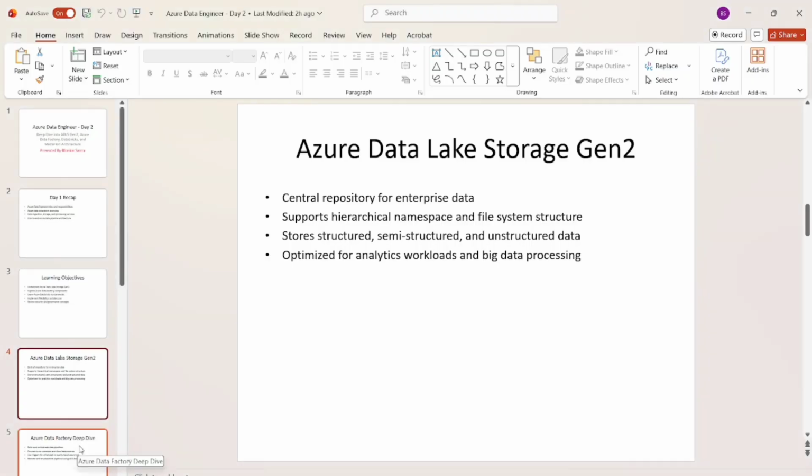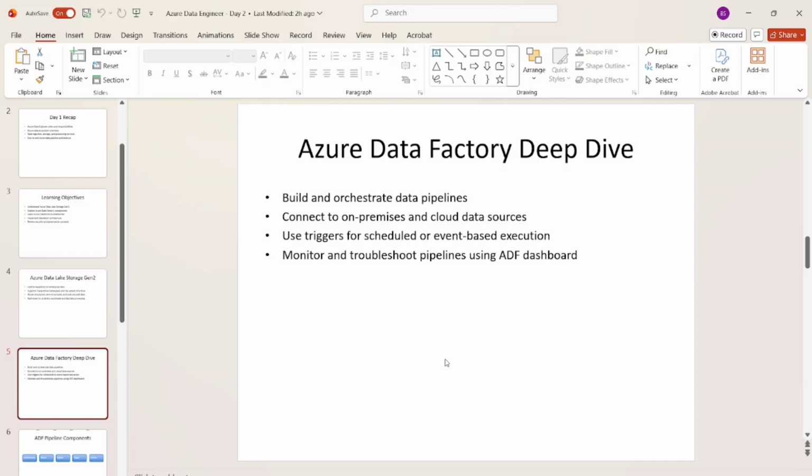So next is Azure Data Factory deep dive. So build and orchestrate data pipelines, connect to on-premises and cloud data sources, use triggers for schedule or event-based executions, monitor and troubleshoot pipelines using the ADF dashboard. Okay, so guys, Azure Data Factory is a cloud-based data integration and orchestration service. Okay, just remember this point. This is very important. Okay, what is ADF? ADF is a cloud-based data integration and orchestration service.